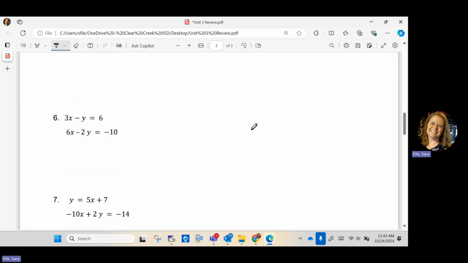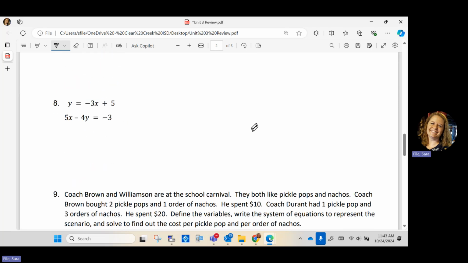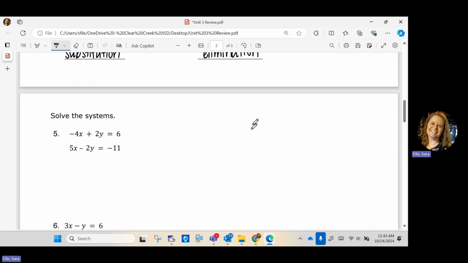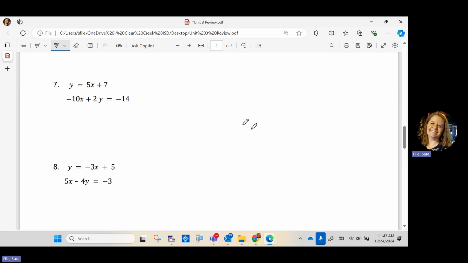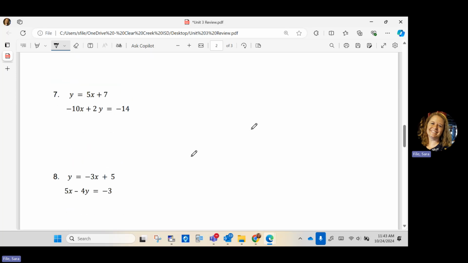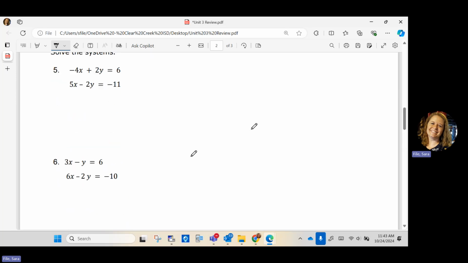Okay, so on the back, we actually get into solving. 5 through 8 are actually just solving the systems. So we have to decide, is it going to be better to use substitution or elimination, and then we're going to solve.